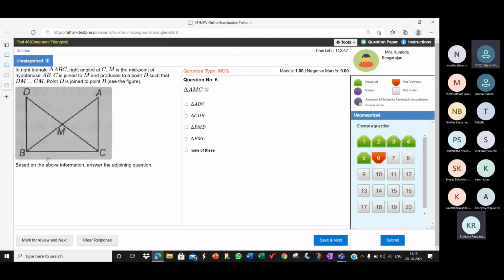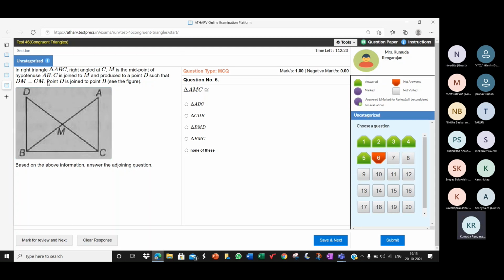So in right triangle ABC, angle C is the right angle. M is the midpoint of AB. That means if M is the midpoint of AB, it means what? AM is equal to BM.